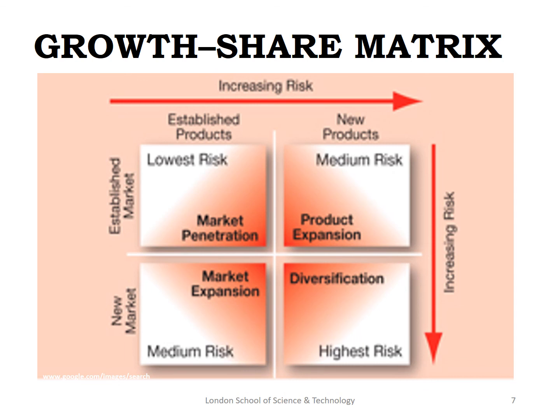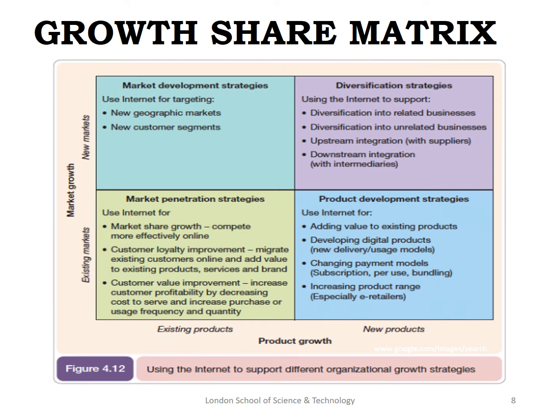So if we again look at the growth share matrix, we can see that with the penetration strategies, useful internal aims are market share growth, competing more effectively online, customer loyalty improvement, retaining existing customers online, and adding value to existing products, services and brand. Customer value improvement means increasing customer profitability by decreasing cost to serve and increasing the purchase or usage frequency and quantity, therefore trying to get more revenue from your existing customers.